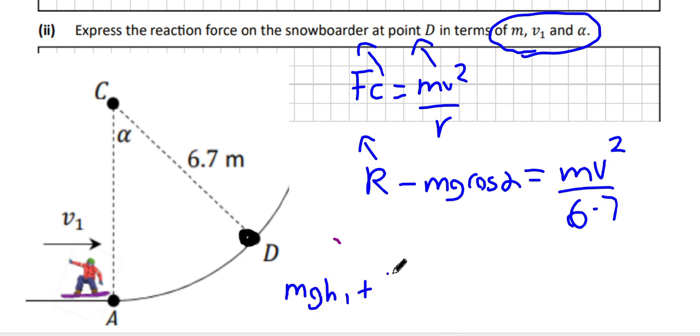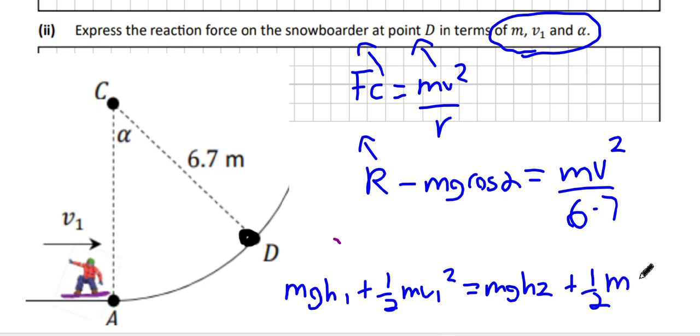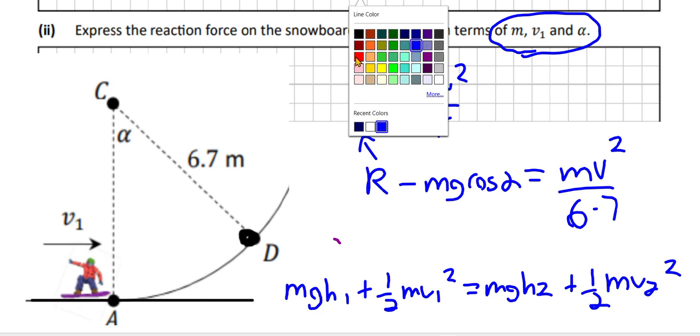So mgh1 plus a half mv1 squared equals mgh2 plus a half mv2 squared. Okay. Why am I currently drawing a line through A? What does that horizontal line mean? Anybody remember? A couple of weeks ago we were doing this. It means the h value is 0 at the point A. We cool with that?